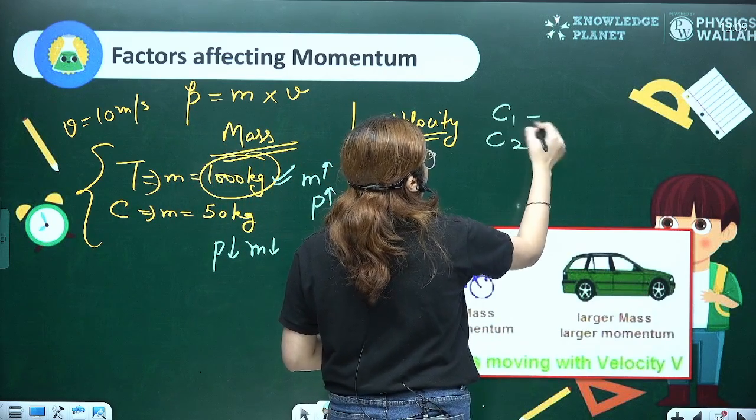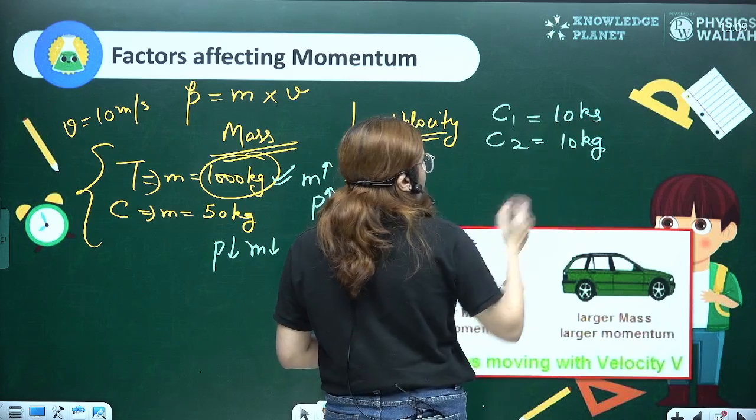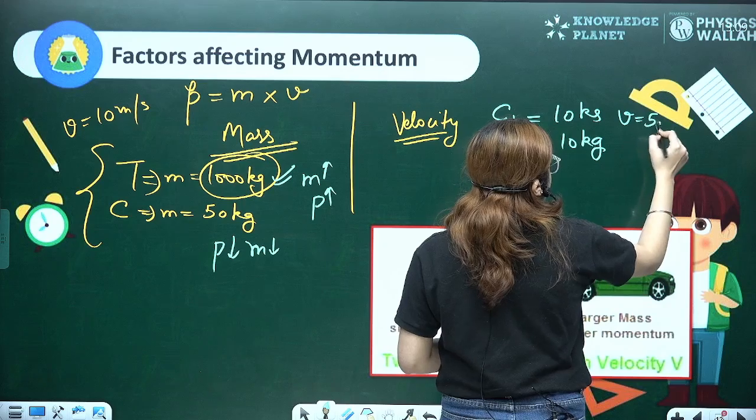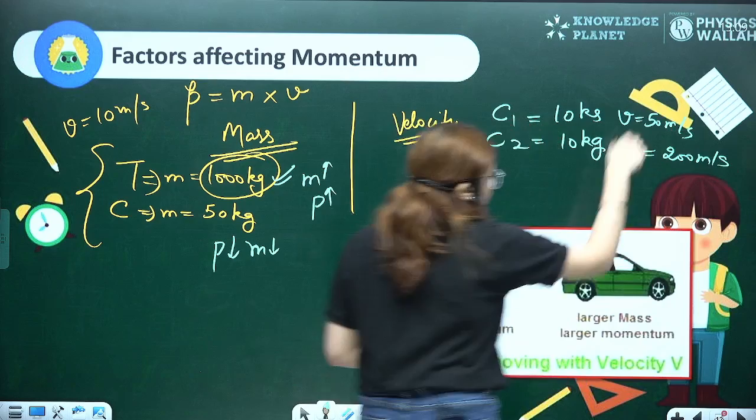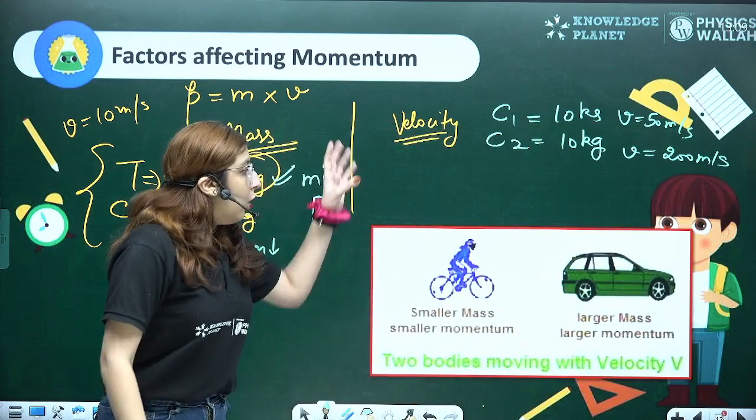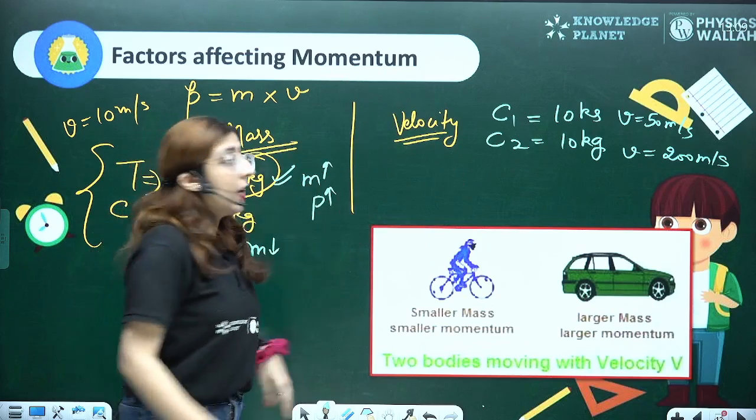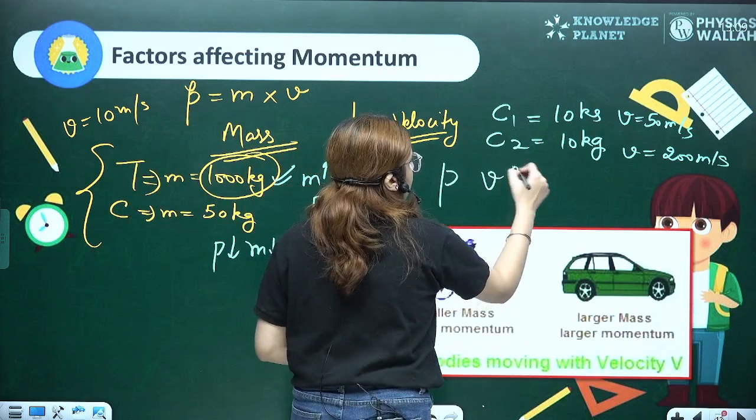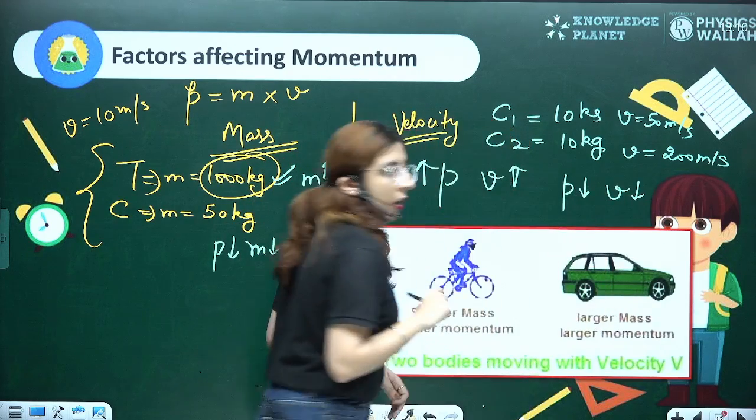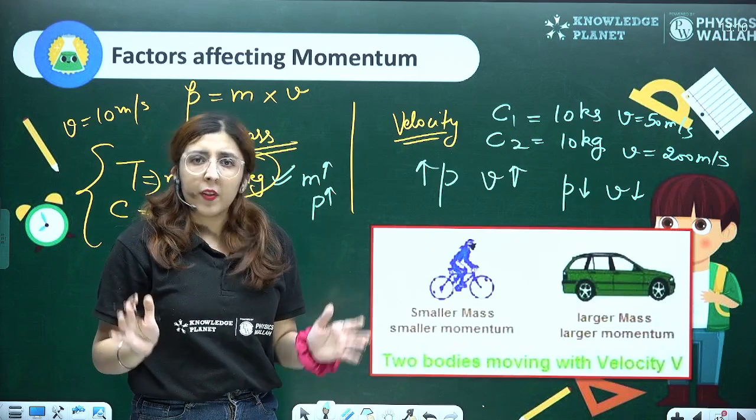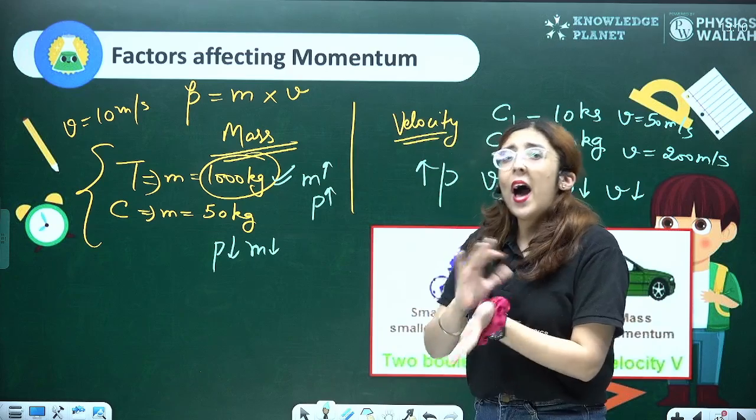Similarly, if I tell you that both cycles, cycle 1 and cycle 2, have a mass of 10 kg, but one is moving with a velocity of 50 meter per second and the other with a velocity of 200 meter per second. Can you see, two bodies have the same masses. Over here, who is the counterpart? Velocity. Pretty easy, right? Numericals like this only will come. You just have to analyze it.